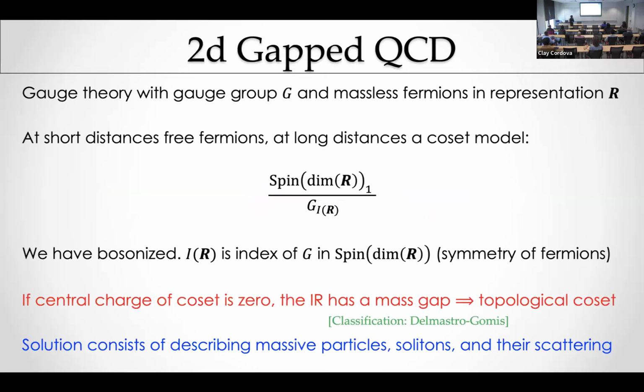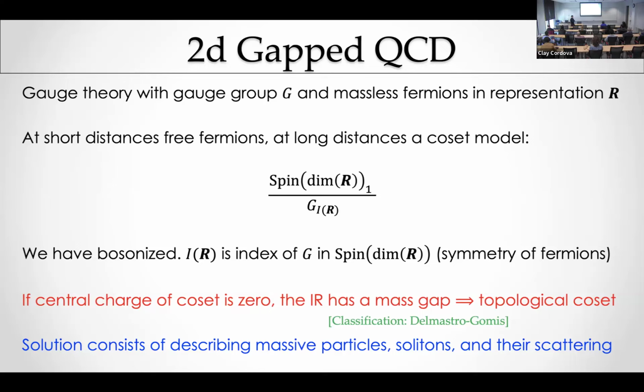So I'll be kind of fast. So we're in two space-time dimensions. We're going to study gapped QCD in 2 space-time dimensions. So we're going to have a gauge theory with some gauge group G and massless fermions in a representation R. So that's a non-trivial RG flow.